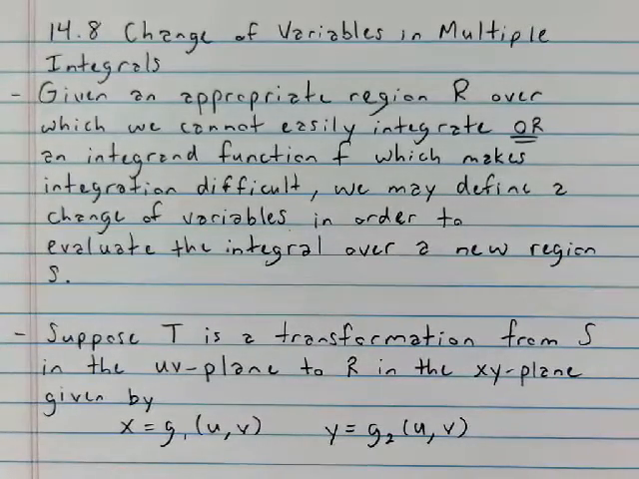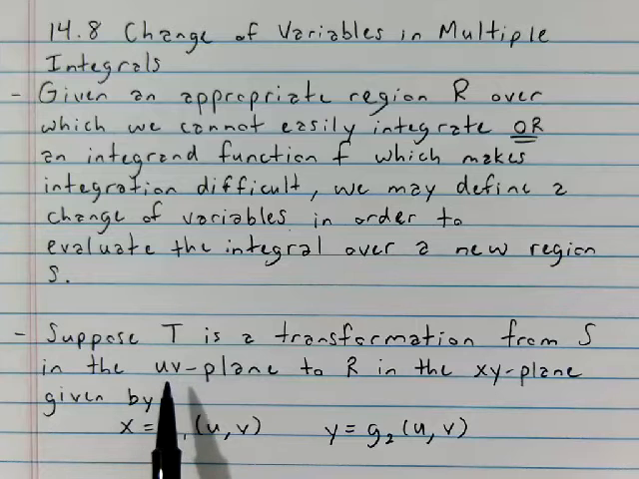So we've seen this before. Instead of the UV plane, if we said the R theta plane, if we were talking about polar coordinates, then X would be a function of R and theta. That function would be X equals R cosine theta. Y would be a function of R and theta. That function would be Y equals R sine theta. So we've seen a transformation like this before, but now we're just doing a general transformation.